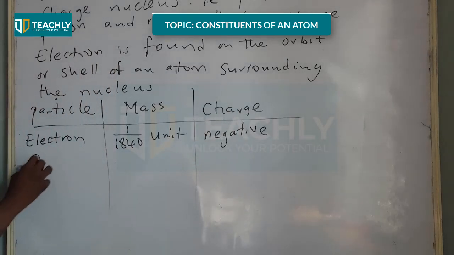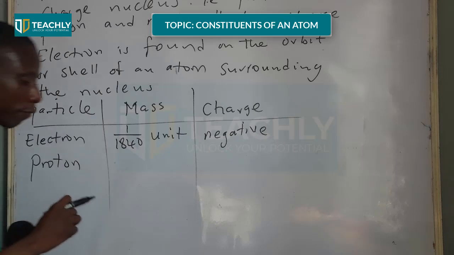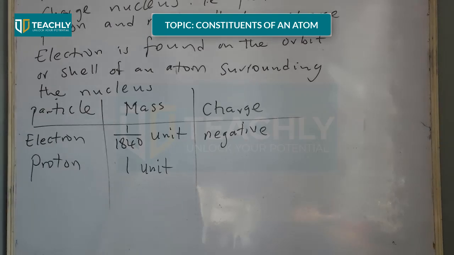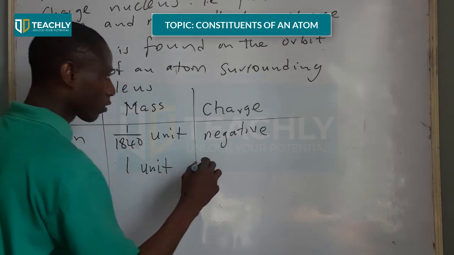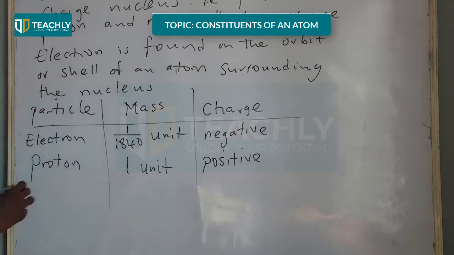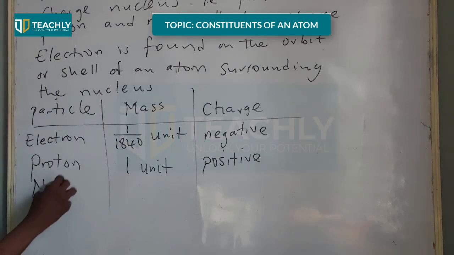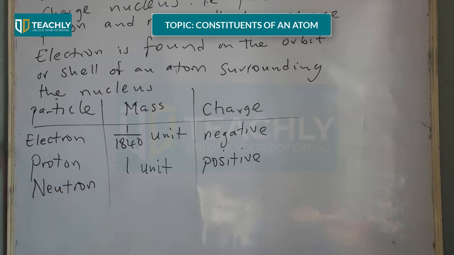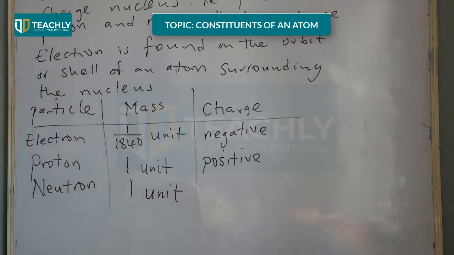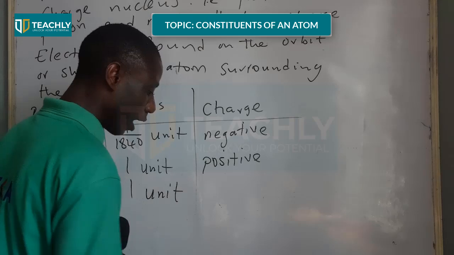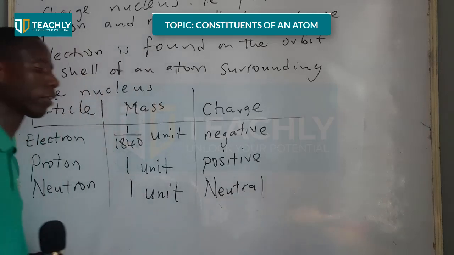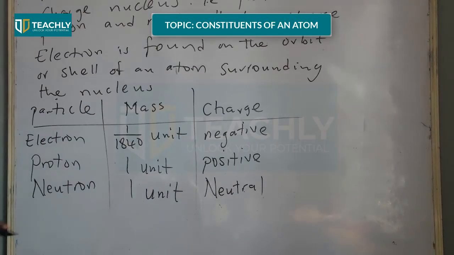Then you have proton. A proton has a mass of 1 unit, and its charge is positive. You have a positive charge. The last one is the neutron. Neutron has the same mass as proton, 1 unit, but in charge it has no charge. Because of that, we say we have a neutral charge, that is, it doesn't have any charge.